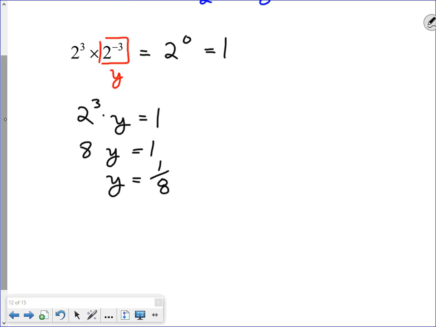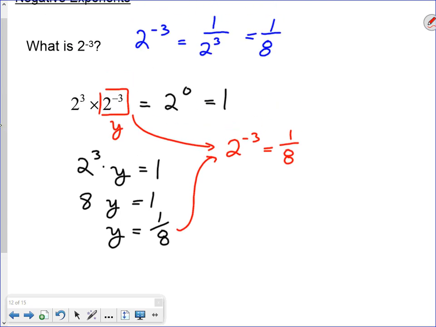Okay? So this is sort of telling us that this thing that we said was equal to y, this 2 to the negative 3, must equal 1 over 8. Okay? So that's kind of why it works.